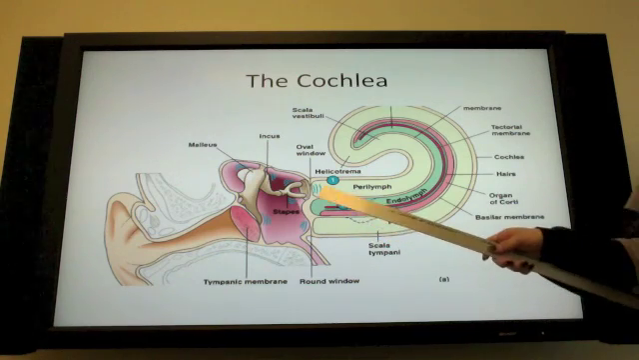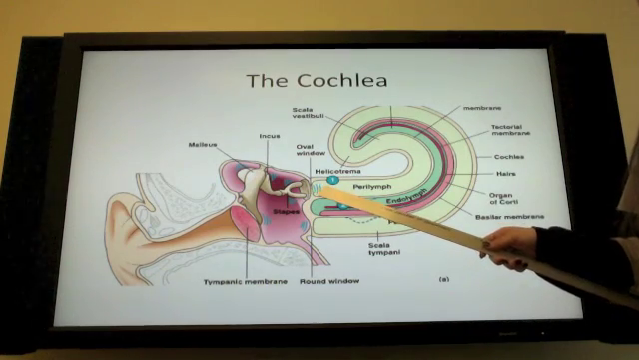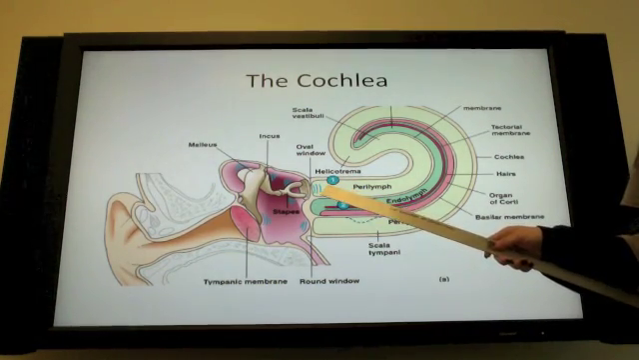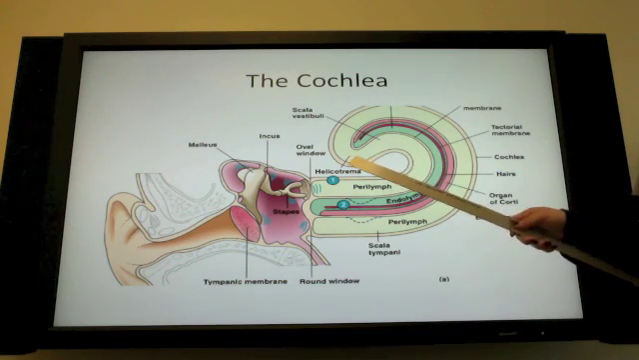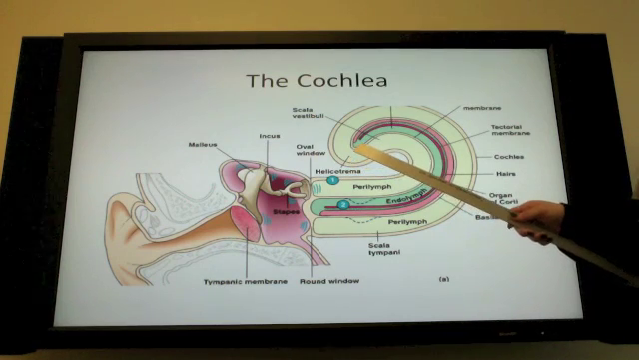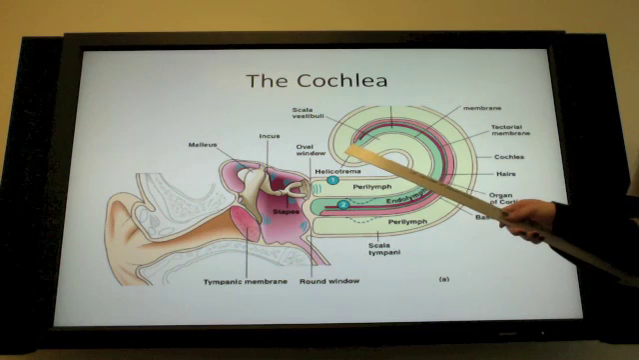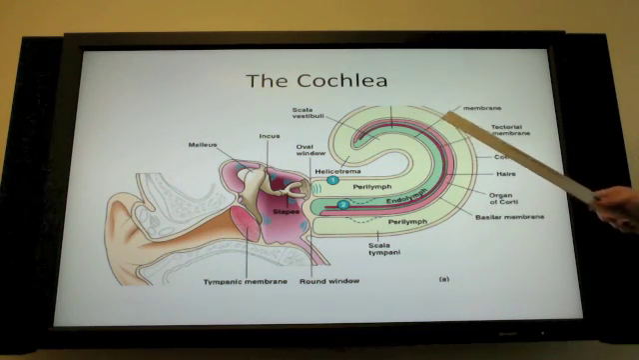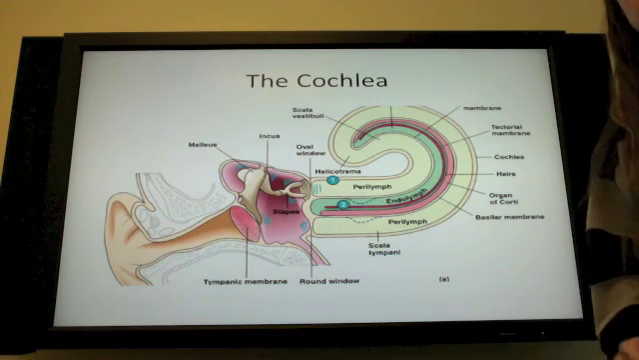The motion of the stapes on the oval window displaces the perilymph in the scala vestibuli from the base of the cochlea to the apex. Here, the perilymph in the scala vestibuli communicates with the perilymph in the scala tympani at the helicotrema. The perilymph then moves from the apex back down to the base of the cochlea and through the round window.